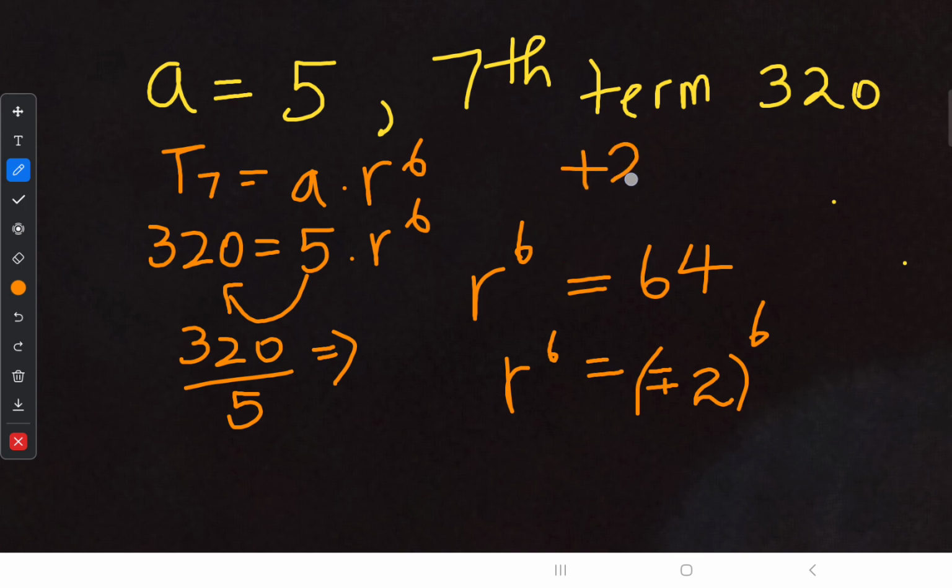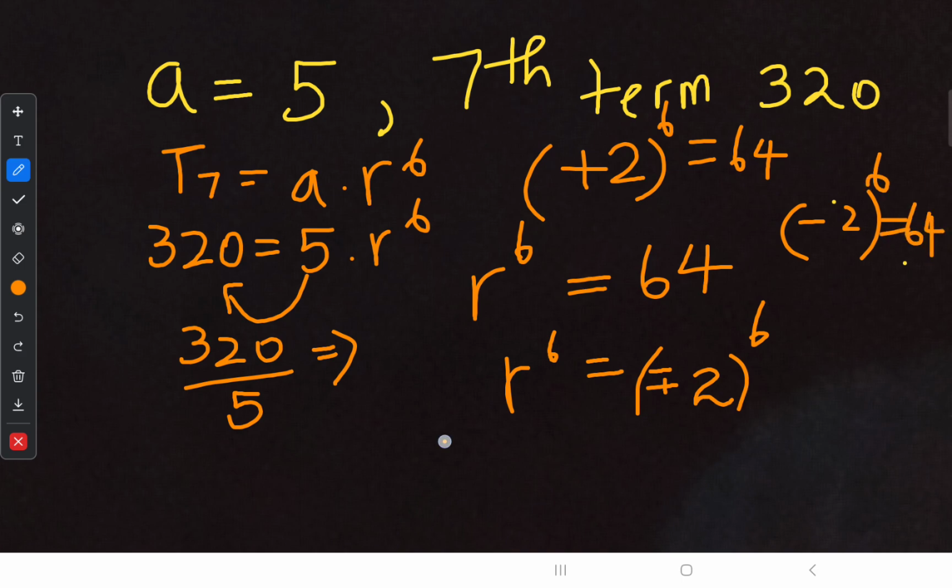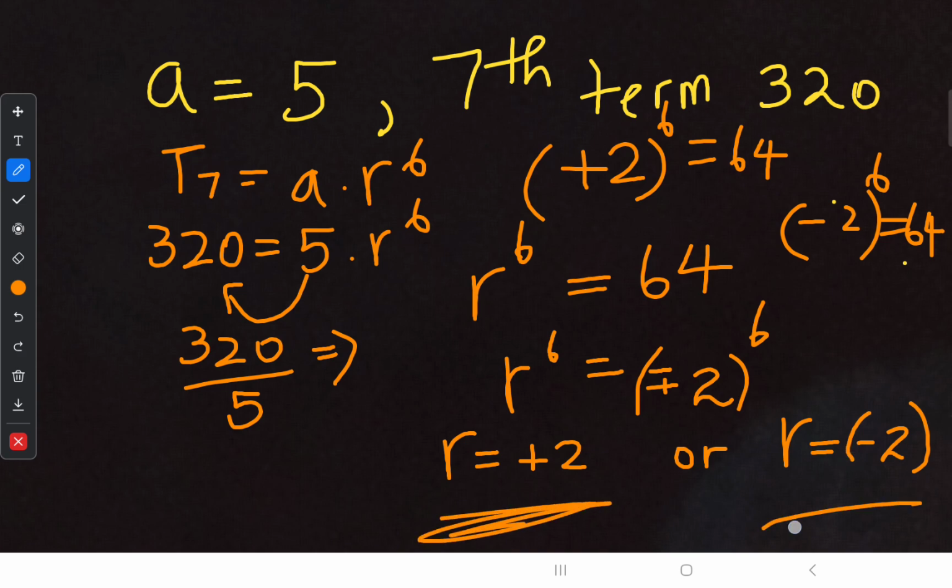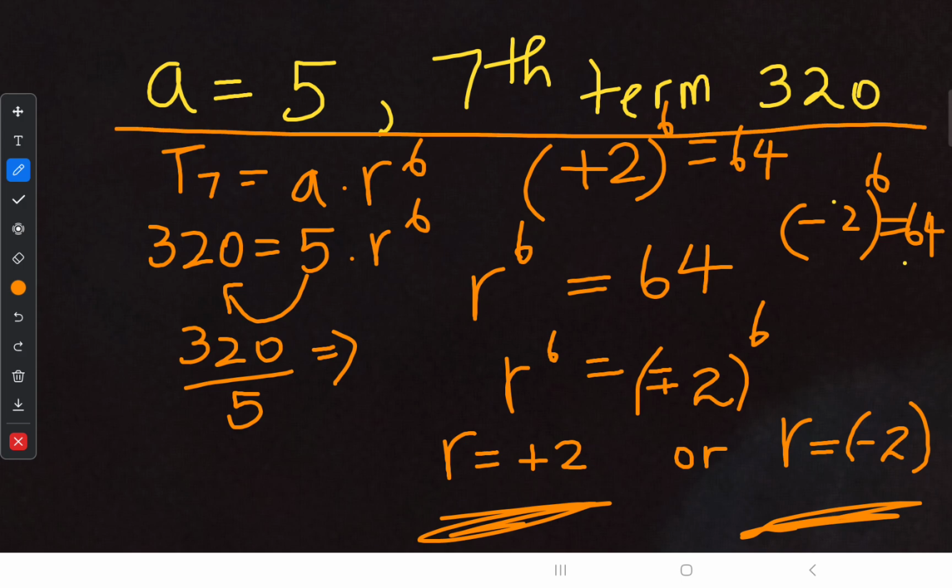Positive 2 to the power of 6 is 64. Negative 2 to the power of 6 is also 64. So in this case r can be positive 2 or r can be negative 2. There are two possible values. Mostly you will receive these kinds of questions in your part 2. They will give you some data like this and ask you to find the possible values for the common ratio.